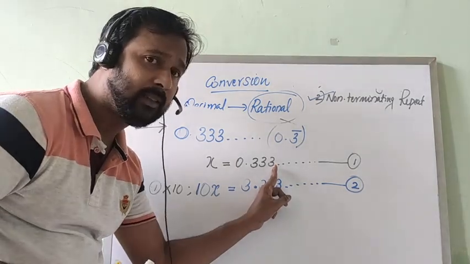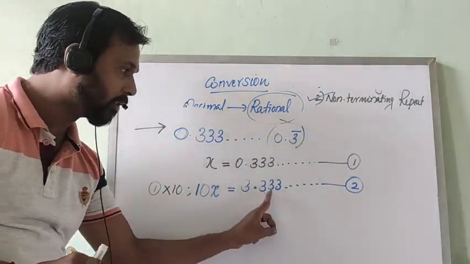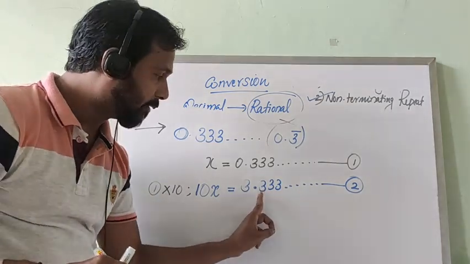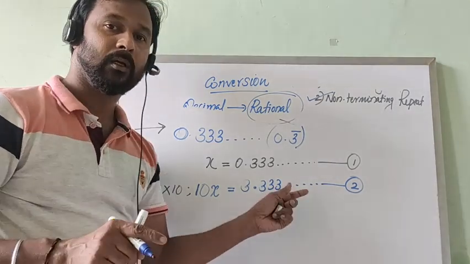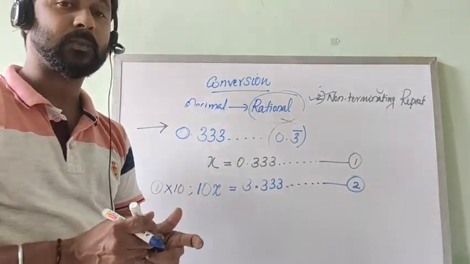Here infinitely many 3s are there. 3 3 3 3 3 3, etc. So one 3 is jumped, still there are so many 3s. So write 3 3 3, etc. Right? Now you have two equations, equation 1 and equation 2.